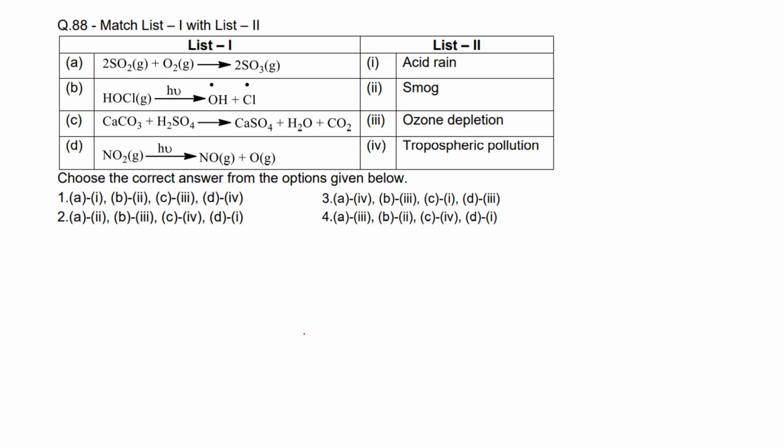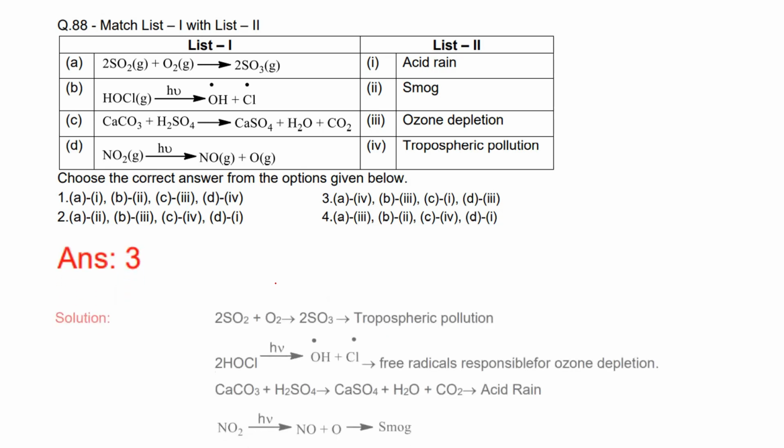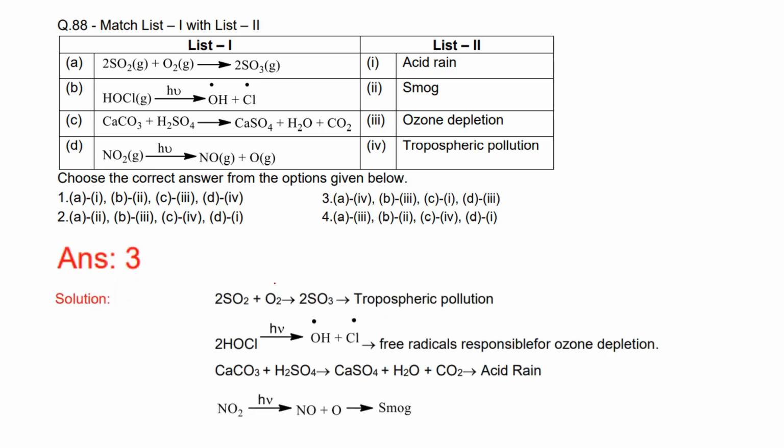And the remaining option is D, that is NO2 giving rise to NO plus O free radicals. So that is there in option 2, smog. It is photochemical smog, right? So D2. Okay, so the third option will be our correct answer. Third option, and this is the matching here. And question number 88, option 3.